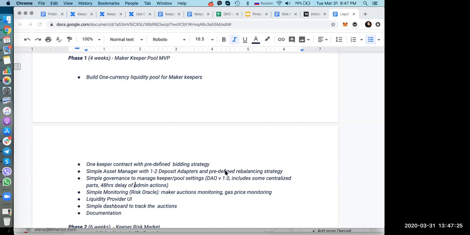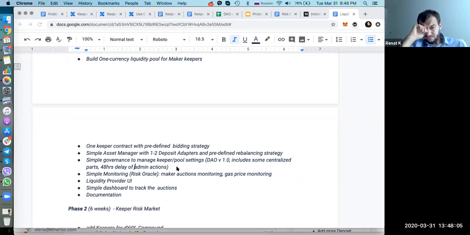Okay, let's start with the components that we are going to use. First of all, the keeper contract as an adapter is pretty simple, but the bidding strategy needs to be tested and modeled. That's, I would say, the time-consuming task: not implementing the bidding strategy, but testing it and seeing the outcomes of this bidding strategy. That's the first time-consuming task that we have.